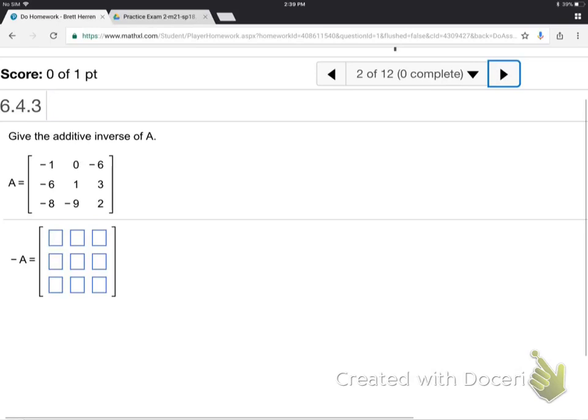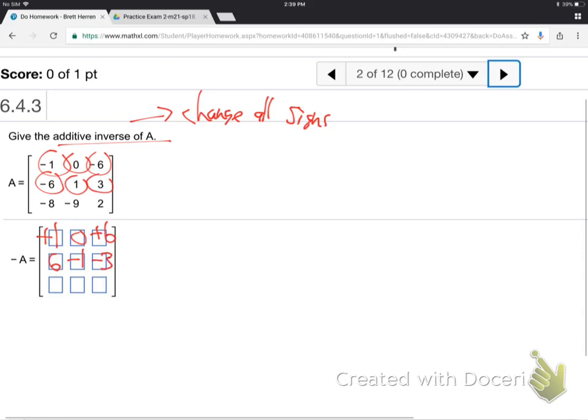So they want the additive inverse on this one. That means just change all the signs. So -1 becomes +1, 0 is just 0. -6 is regular 6. -6 here is regular 6. 1 is -1. 3 is -3. -8 is regular 8. -9 is regular 9. 2 is -2. Done. Additive inverse is the opposite numbers.